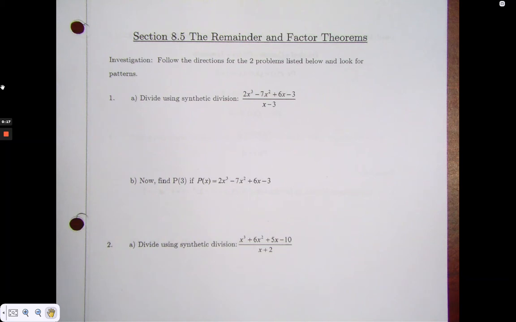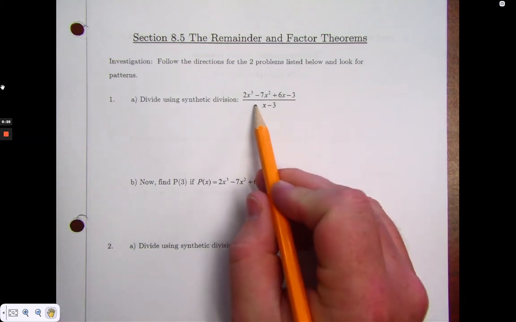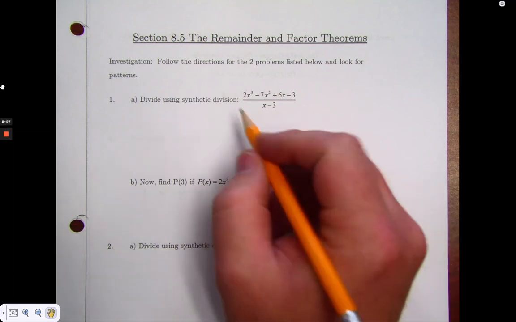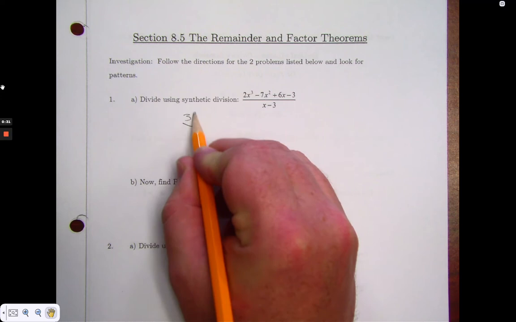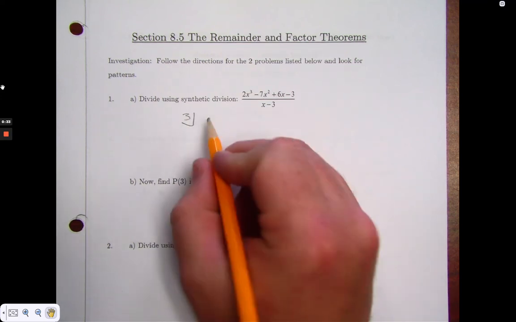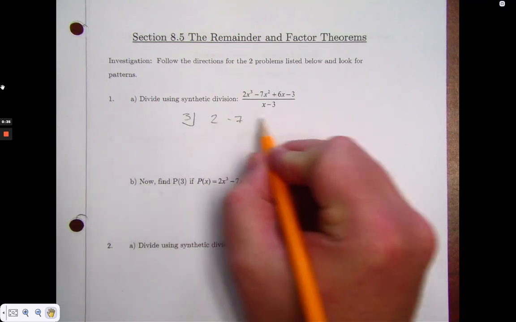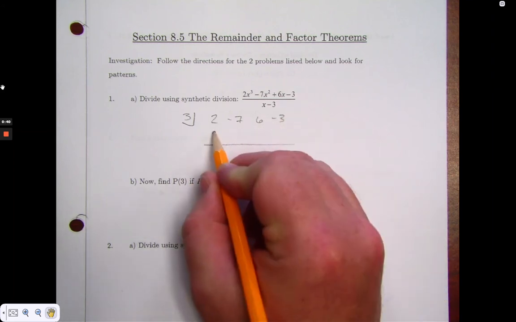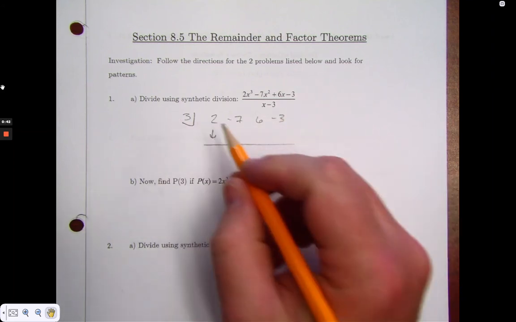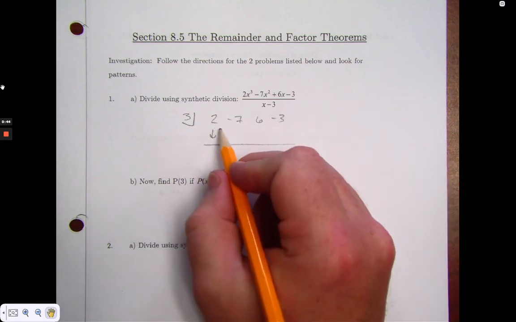Our first step is we're going to follow through a couple of these problems and look at what relationship seems to exist. And then we'll look at why that works. So we're going to do synthetic division just like we did yesterday. We're at x minus c, so we have our 3 for our index, and we have 2, -7, 6, and -3 as our coefficients. So we just follow through with our normal synthetic division.